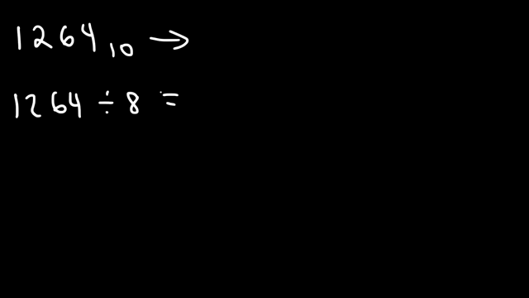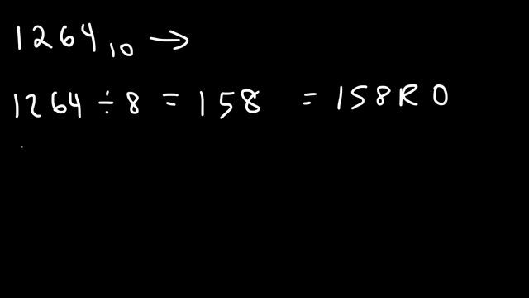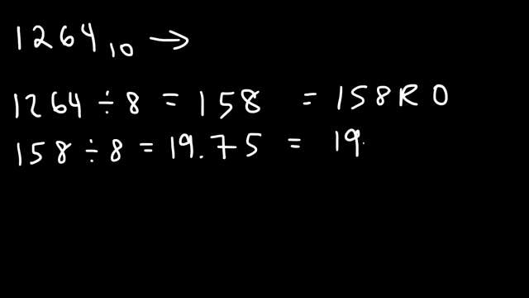1264 divided by 8 is exactly 158. And so we say this is 158, remainder 0. Now let's take 158 and divide it by 8. And so we're going to get 19.75. And so this is going to be 19 remainder. Now if we multiply 8 by 0.75, that's going to give us 6. So we have 19 remainder 6.